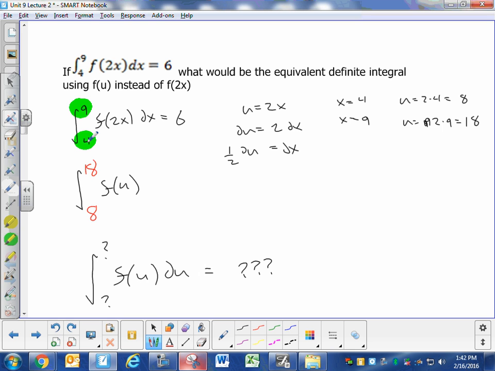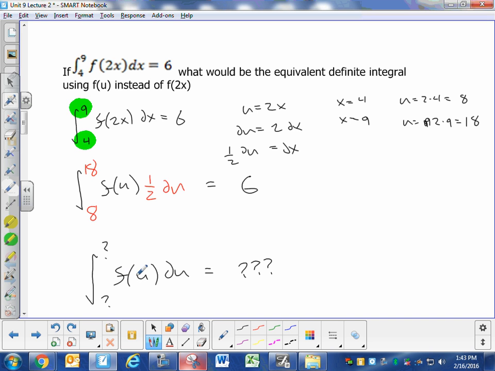Watch, this is the easy part, changing this 4 and 9 to 8 and 18, but so many students forget about doing it. Just don't forget in the future. We also replace dx with 1 half du. And if I do that, the 6 will stay here. This is still going to be equal to 6. It's just on a u-axis, we're talking about between 8 and 18.